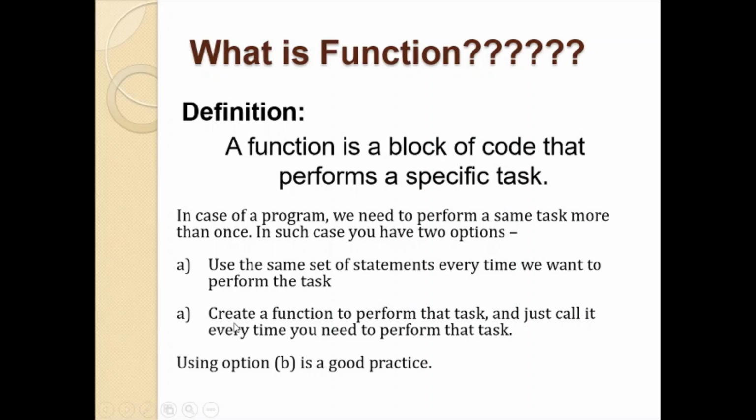The second option is what? We can create a function which can perform that task and we just need to call that function every time we need it in our program. So the second option is what? We create one function and write the functionality for that function. Whenever we want that functionality in our program, we can directly call that function. So by looking at these two options, using option B is good practice. Hence we can make use of functions in our program.